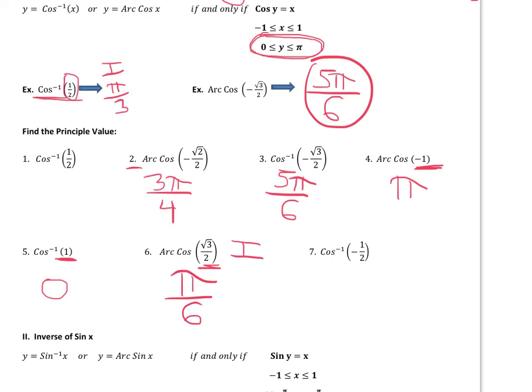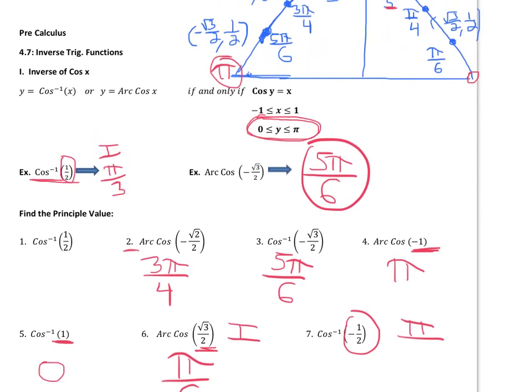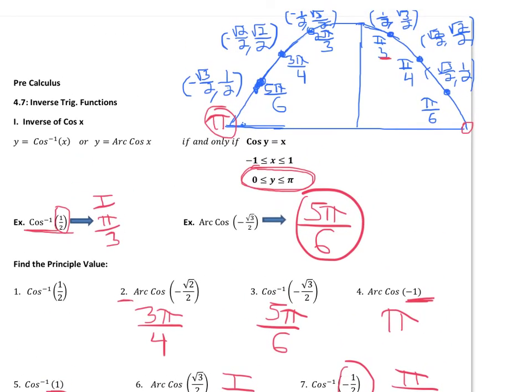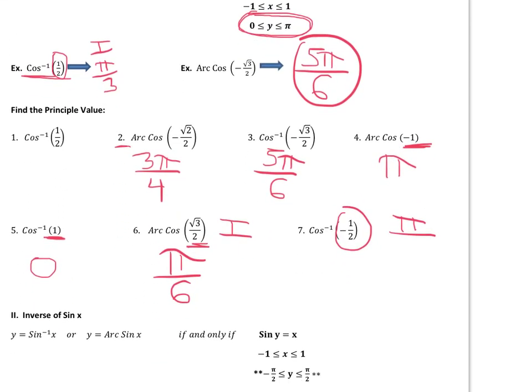Okay, then negative 1/2. I know this has to be in the second quadrant. That's where x is negative. So I want to find where x is negative 1/2. I go back to the unit circle. X is negative 1/2 right here. So that's the answer. It's going to be 2 pi over 3. So 2 pi over 3 is the answer for number 7.